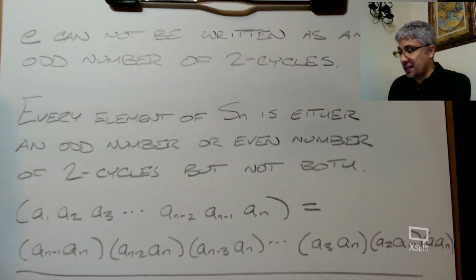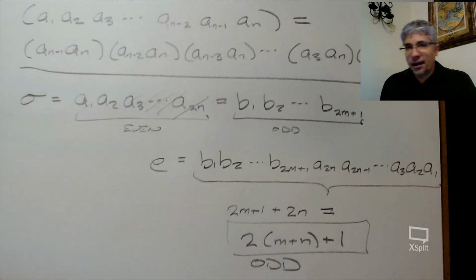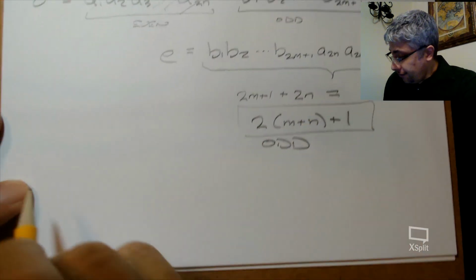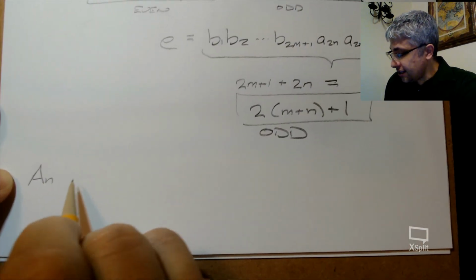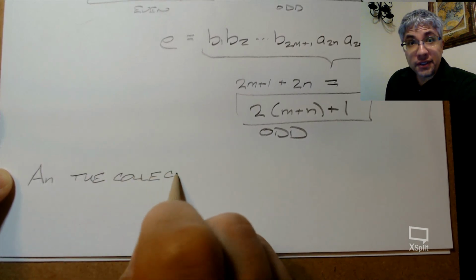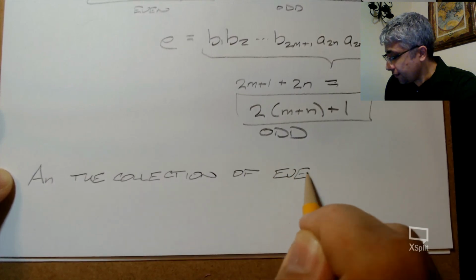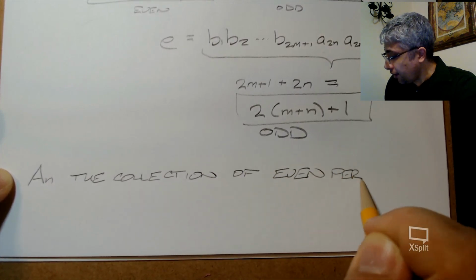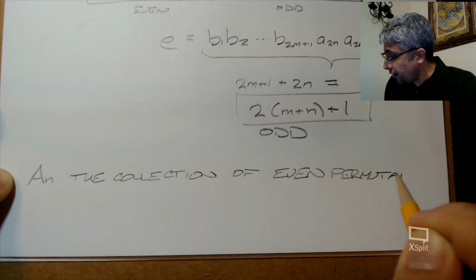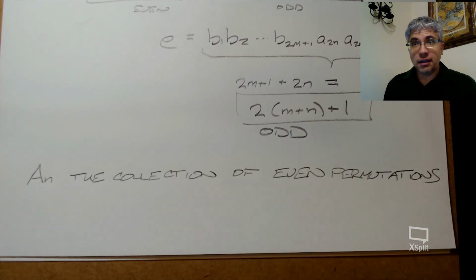Now this statement says that e is not odd. And A_n is just a collection of even permutations. Now, there's much more to say, and we will keep looking at this A_n as we move on.